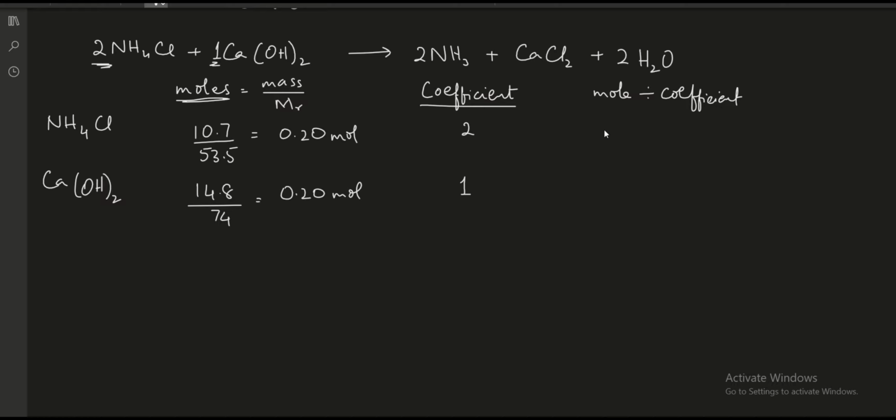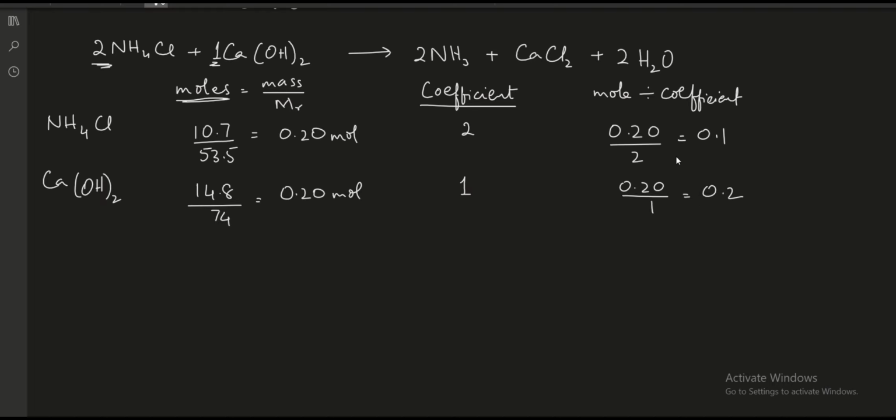So how many moles of ammonium chloride? It is 0.20 moles divided by the coefficient, which is 2. Your answer would be 0.1. And for calcium hydroxide it would be 0.20 divided by 1, so it would be 0.2.